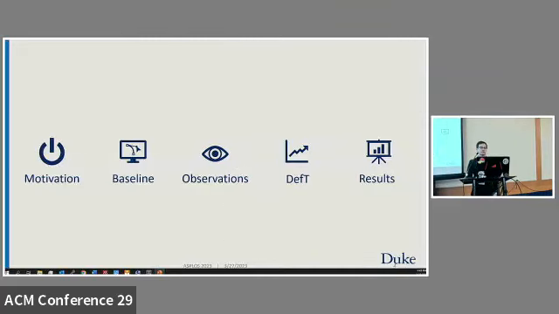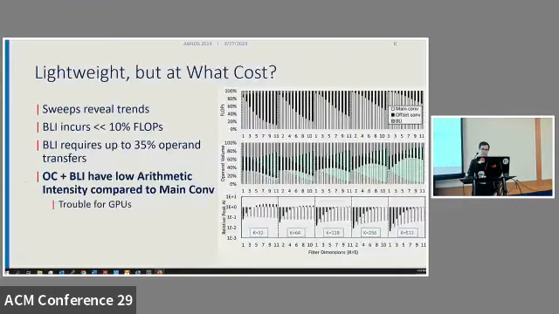All right, so we'll move on to the first main part here, which is the motivation. What the deformable convolution introduces is theoretically lightweight, but there is a significant cost to it. I did a motivational study here where we took a very square-shaped convolutional layer of 64 by 64, and we swept different dimensions to reveal some trends. Some things stood out here.